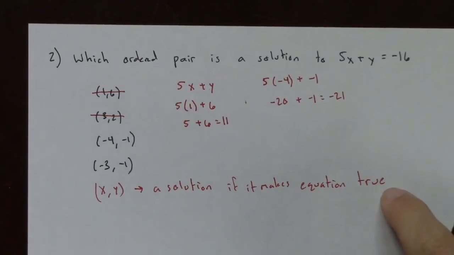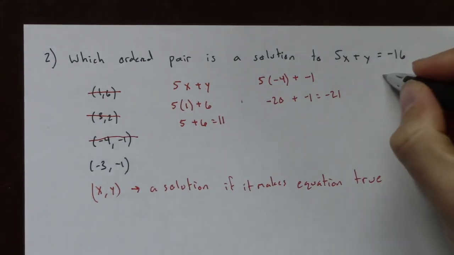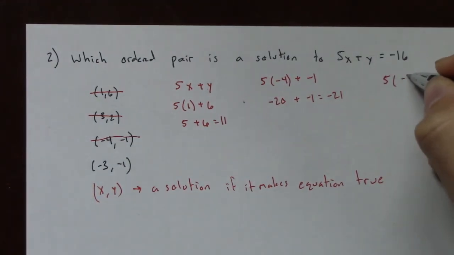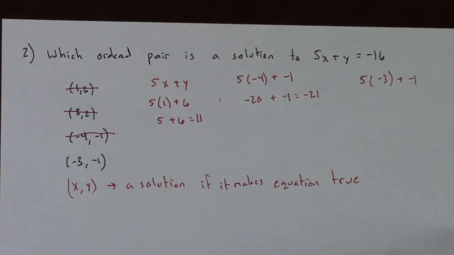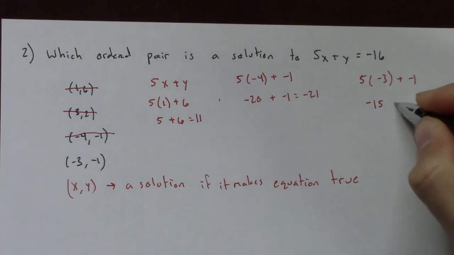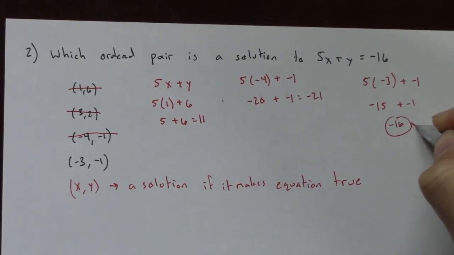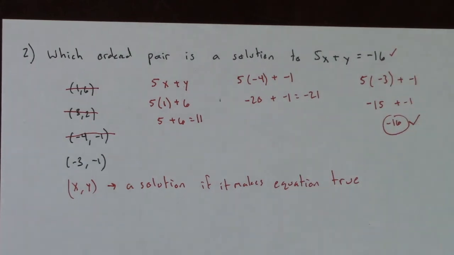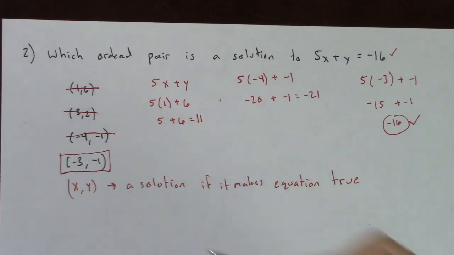So then hopefully if I plug in my last one, it should work. So now I've got 5 times a negative 3. I'm going to add in my negative 1. 5 times negative 3 would be a negative 15. Adding in your negative 1, sure enough, I get negative 16, which does match my goal. And this would be my answer.